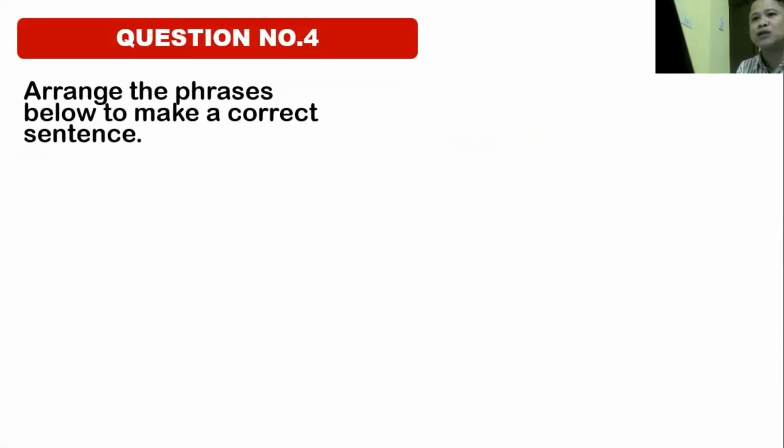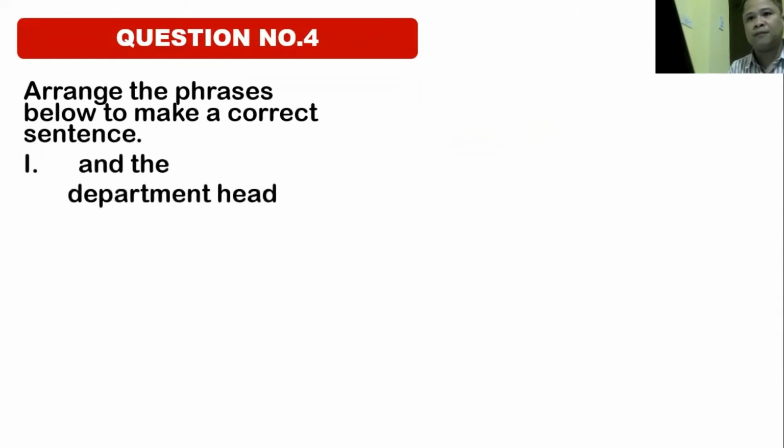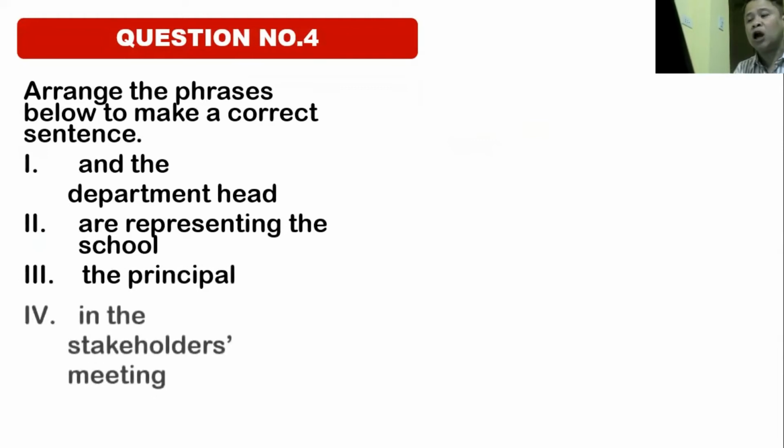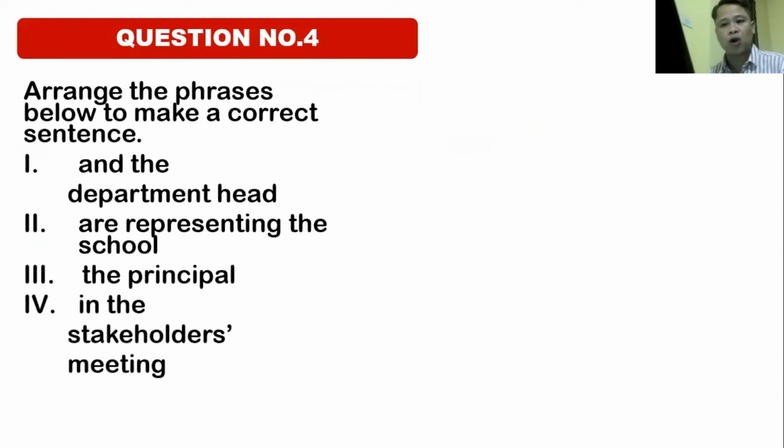Next, number 4. Arrange the phrases below to make a correct sentence. The first phrase is "and the department head," the second phrase is "are representing the school," the third phrase is "the principal," and the fourth phrase is "in the stakeholders meeting." So how will you arrange the phrases to make a logical sentence?